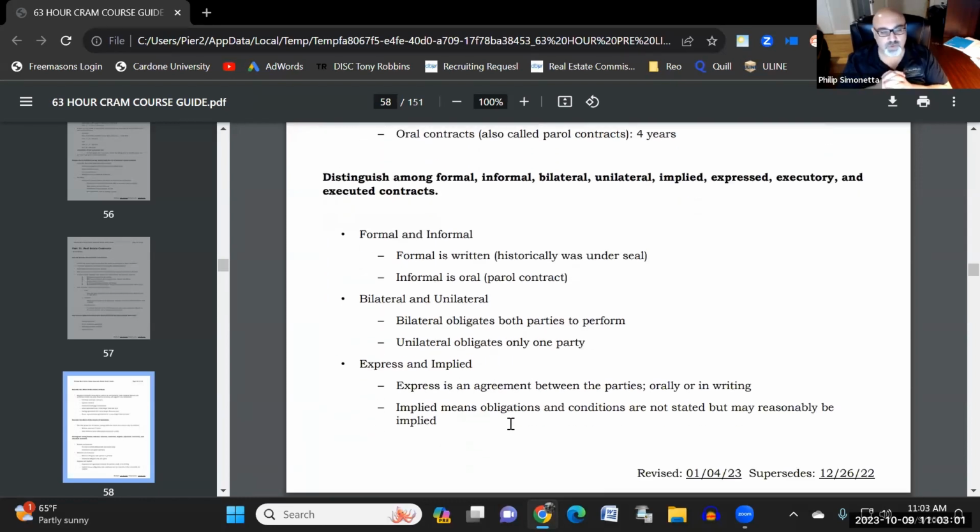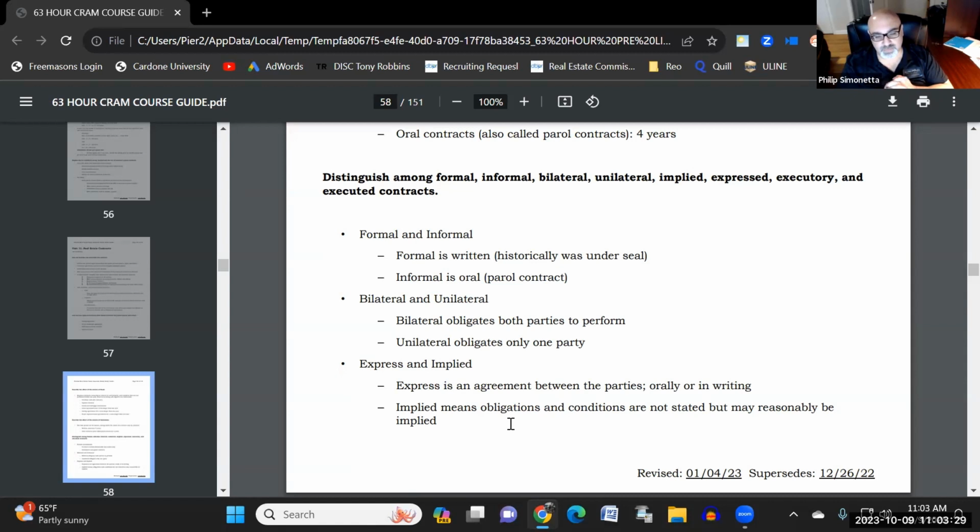Now, you also need to be able to distinguish among formal, informal, bilateral, unilateral, implied, express, executory, and executed contracts. So formal and informal contracts. Formal is written. Historically, it was under seal. Not anymore, but it's written now and signed. And informal is oral, which is a parol contract. So formal and informal, written, oral.